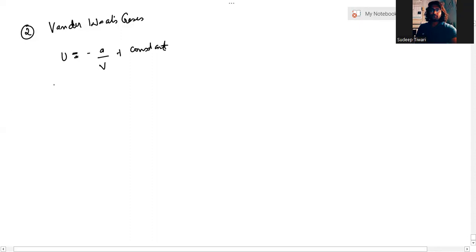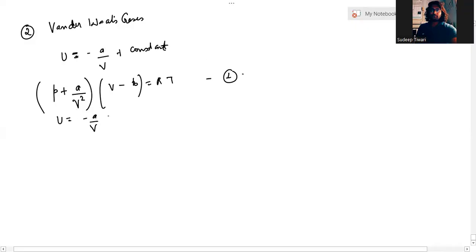And the equation of state for 1 mole of a van der Waals gas, a gas following the van der Waals equation, would be (P plus A by V square)(V minus B) is equal to RT. So this is the equation of gas. Here A and B are constants for the gas. Internal energy is already given by, I think this I already know. So let me write it again: U is equal to minus A upon V plus some constant K. So this is equation number 2.